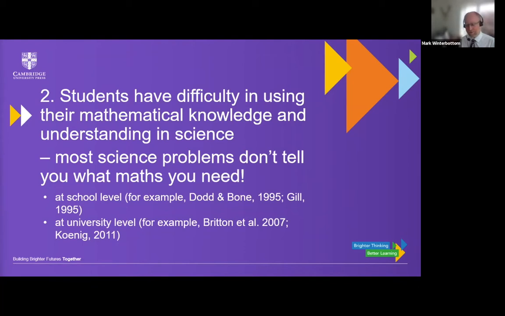So transferring that understanding and that knowledge, those techniques, from maths to science is one of the real challenges. It's not just at school level, it's at university level too. And we know that from quite a lot of research which has gone on already.